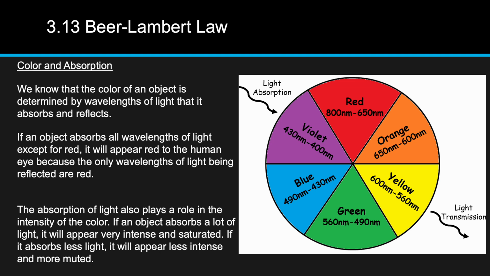Take a look at the color wheel here. We have our different colors in the visible spectrum, and we have their ranges of wavelengths. When we use a spectrophotometer, we often are going to choose the complementary wavelength, which is going to be what the solution absorbs the most strongly.